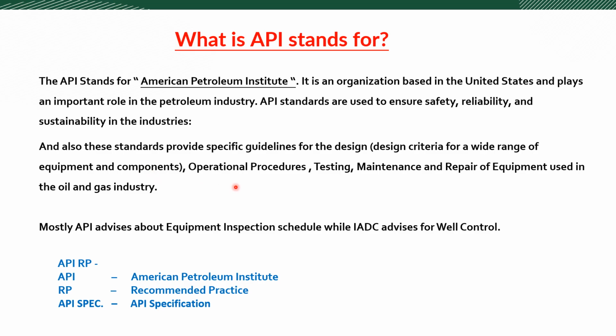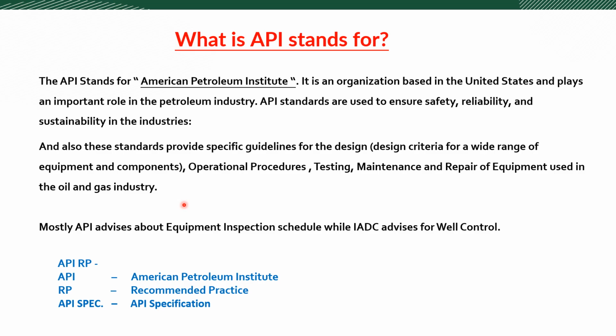The next is operation procedures, testing, maintenance and repair of the equipment used in the oil and gas industry. To understand in easy language, the American Petroleum Institute has set specific guidelines and procedures for the equipment used in the petroleum industry: for designing, manufacturing, testing procedure, maintenance procedure, and repair procedure of that equipment.